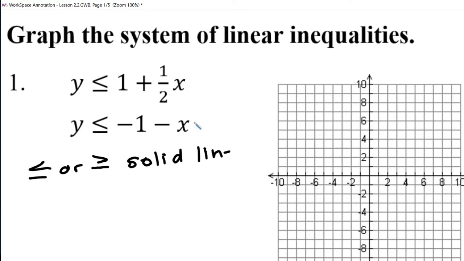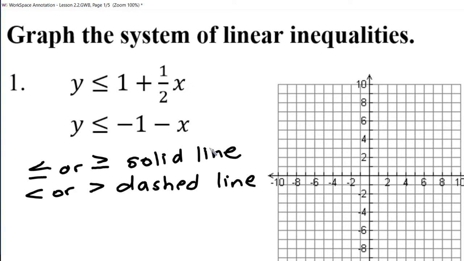You can find room in the margin or on the back page, so you'll want to write these things down. If it's equal to, the line will be solid. If it's not equal to, so if you have a less than or a greater than, it's going to be a dashed line. Your line will either be solid if it's equal to, or dashed if it's not equal to.